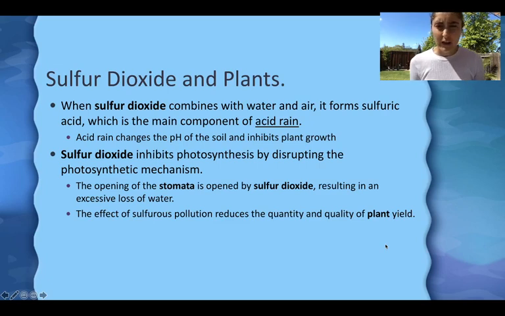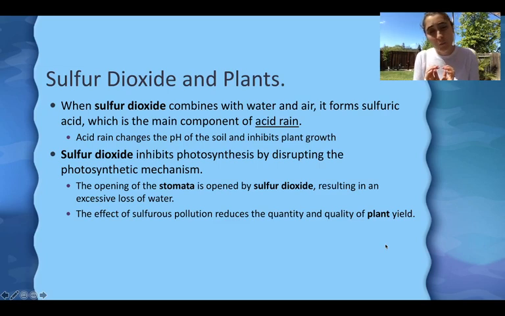I kind of already explained this already, but we do see the formation when sulfur dioxide combines with water in the air, we get that sulfuric acid. We know sulfuric acid is a major component of acid rain. Acid rain can change a couple things. It can change the pH of the soil, which will inhibit plant growth. We know that if it manipulates the stomata, it can inhibit photosynthesis by disrupting that gas exchange process.